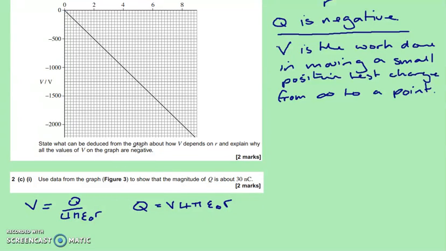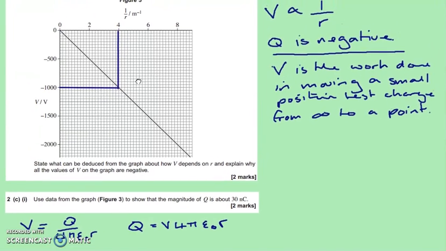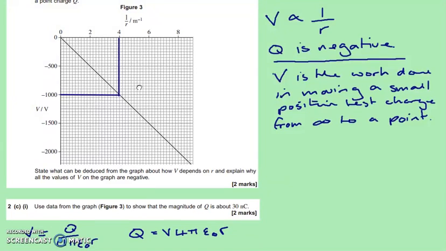We can read off, find a nice easy one. So we'll go from 100 across to, that's not a very straight line, is it? Let's try this. We'll go from 1,000 across to 4 and then up. So we can read off 4, but that 4 is actually 1 over R.